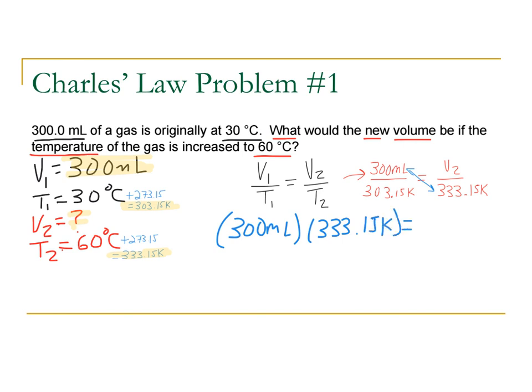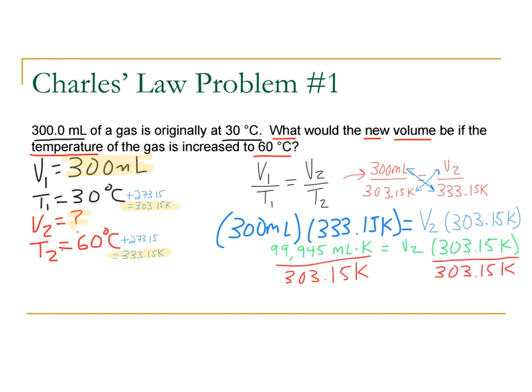And that has to equal these two things times each other. So V2 times 303.15. All right, so if I multiply the left side, I get 99,945 equals V2 times 303.15.